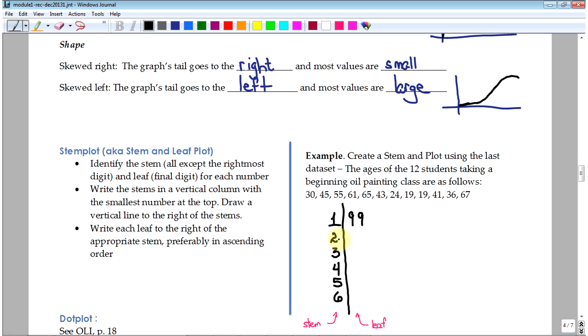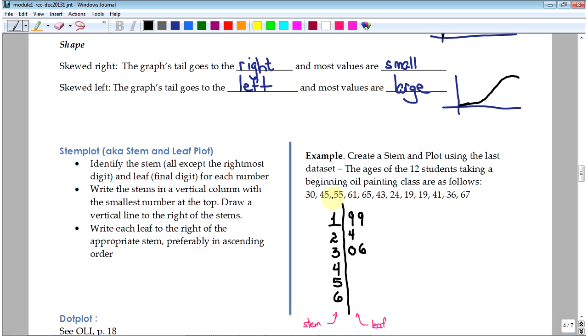Now let's go down to 2. Looking for numbers that have 2 in the tens place, we have 24. So we draw the 4, and that's all that we have there. Going down to the 30s, we have 30, so we put a 0, and we have a 36, so 6 would come next.